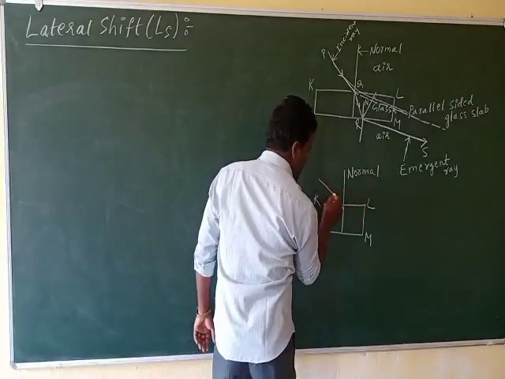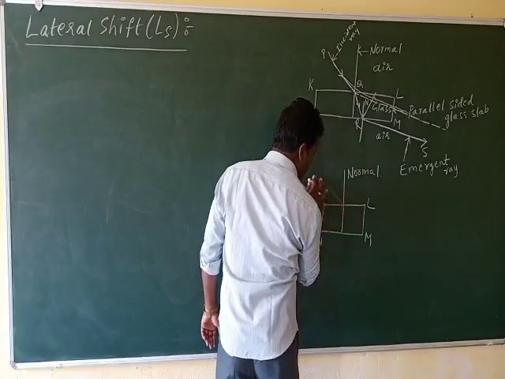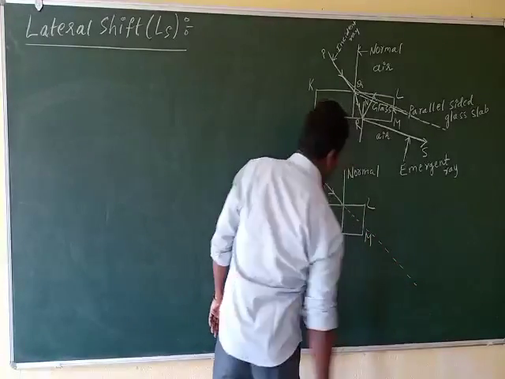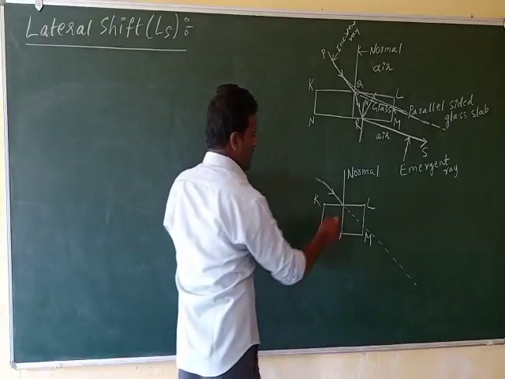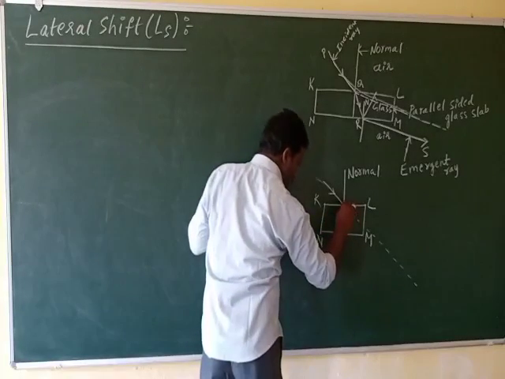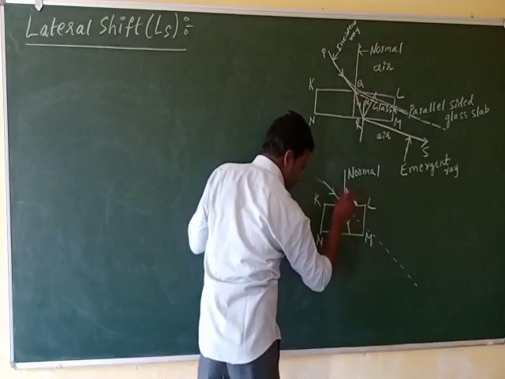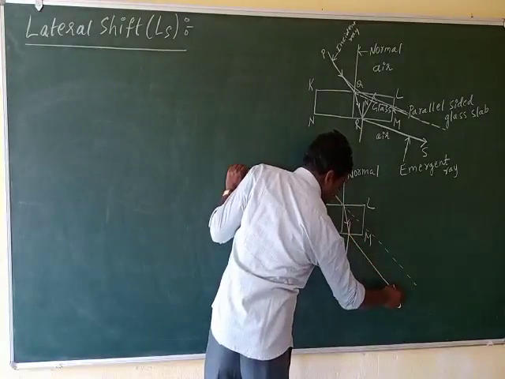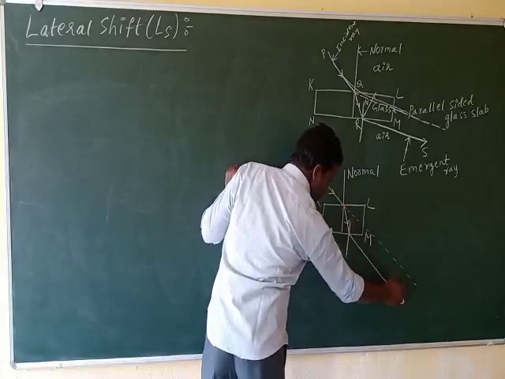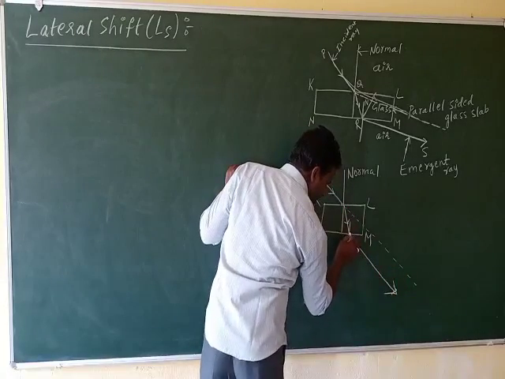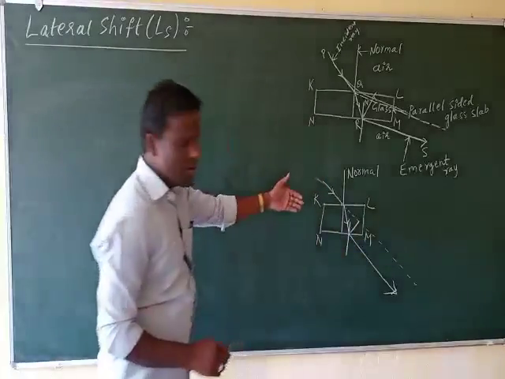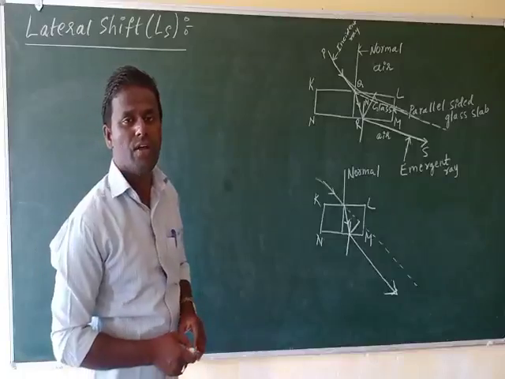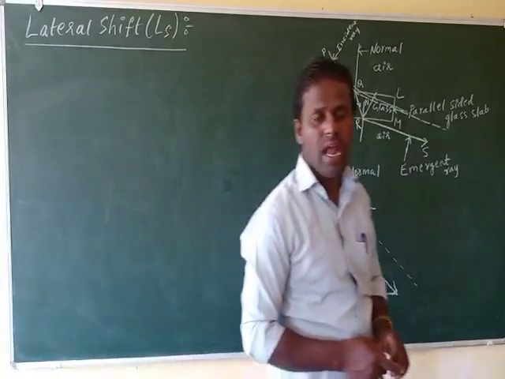When a ray of light passes through a parallel sided glass slab, this is the second normal. See, this is the direction of incident ray, this is the final refracted ray. The distance between these two lines, the difference between them, we call lateral shift.